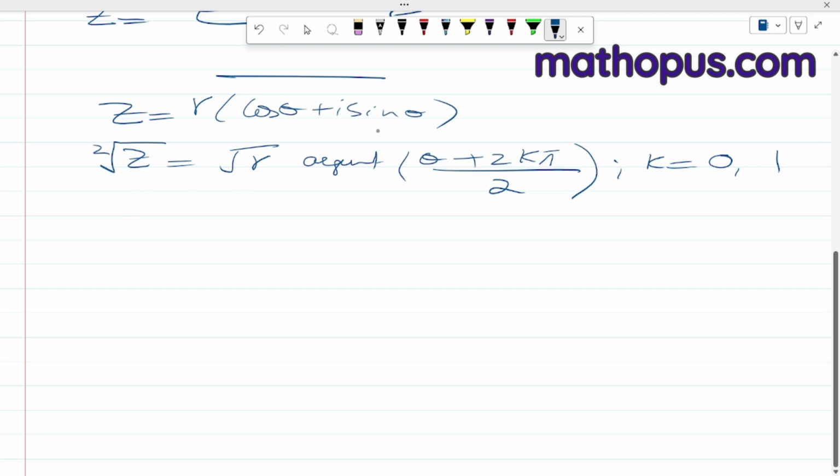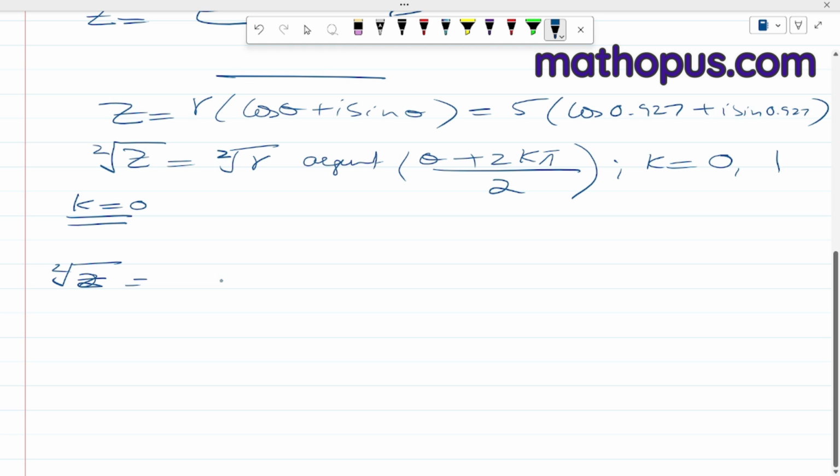Okay, now in this question our complex number is 5 cos 0.927 plus i sin 0.927. So let's focus on the angle and on the length as well. For the first square root we will substitute k equal to 0. So the first square root would be the square root of 5, and for the argument, now we are going to focus on the argument.